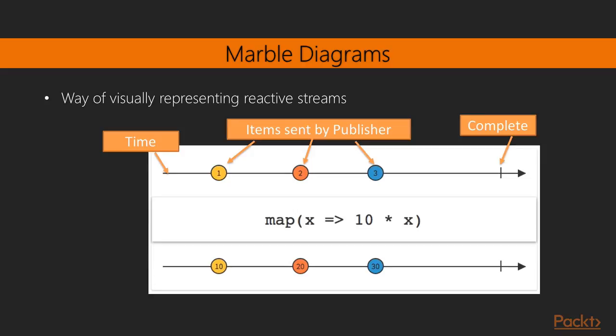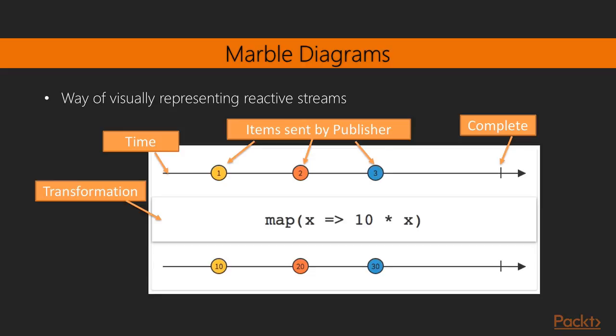This vertical line indicates that the publisher has completed successfully. If instead of the vertical line you find an X, that means the publisher finished with an error. The box indicates that a transformation is being applied to the publisher. The text inside the box shows the nature of the transformation. As I mentioned before, in this case it represents a map operator which is multiplying by 10 the elements sent by the publisher.